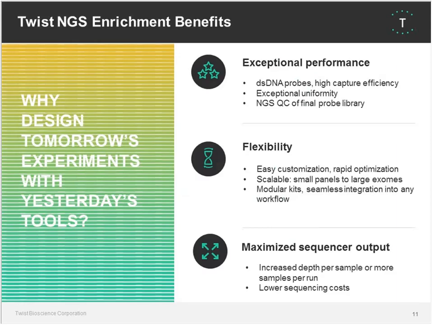So in closing, I'd like to just highlight some of the Twist NGS target enrichment benefits, which includes our exceptional performance because of our double-stranded DNA oligo probes. Flexibility, we are agnostic with a number of library construction methods and target enrichment methodologies. And finally, this idea of maximizing your sequencer output so that you can reduce the number of duplicates and non-informative reads so that what comes off the sequencer to the best of its ability is going to translate to usable data to make the variant calls that are necessary for your research or for your customers.